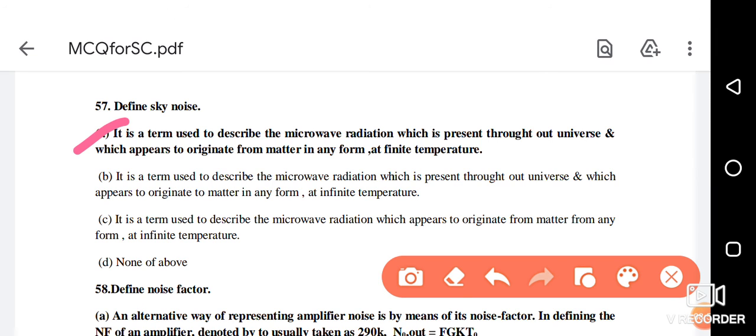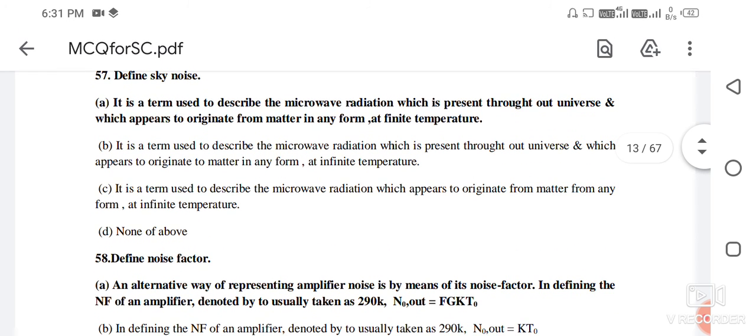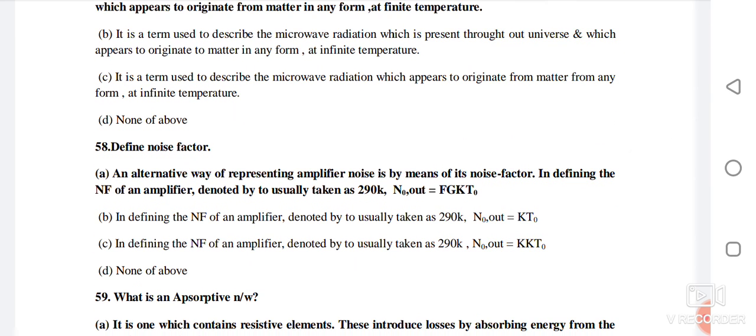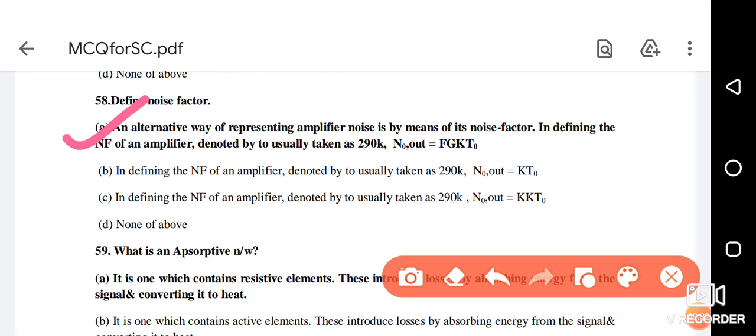All these questions are important for university level exams for BTech final year students. So please read all questions carefully and also read the meaning of what the question is asking. Next, define the noise factor. The noise factor is an alternative way of representing amplifier noise. The noise factor of an amplifier is denoted by NF, usually taken at 290 degrees Kelvin. So option A is correct.